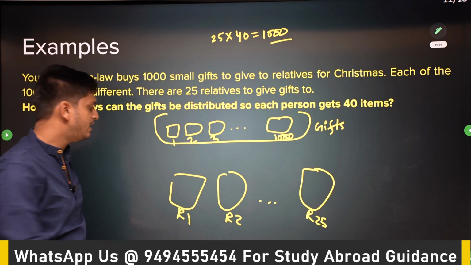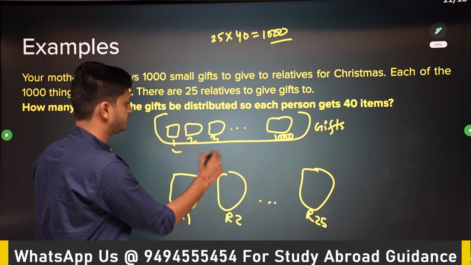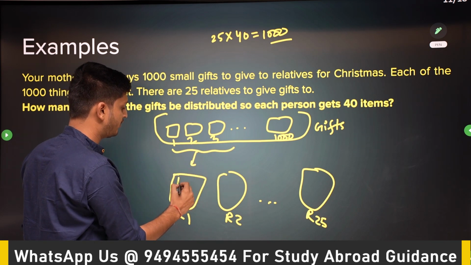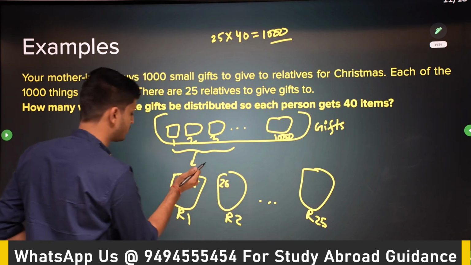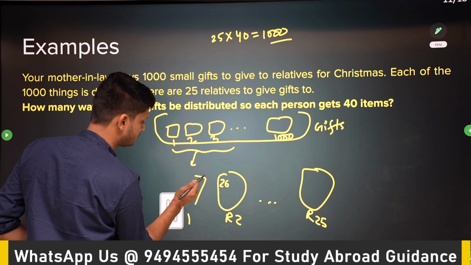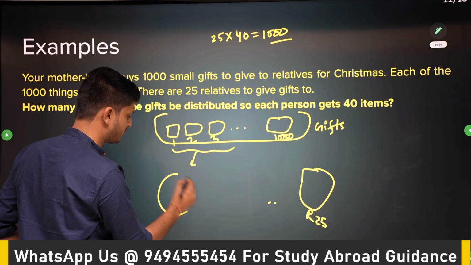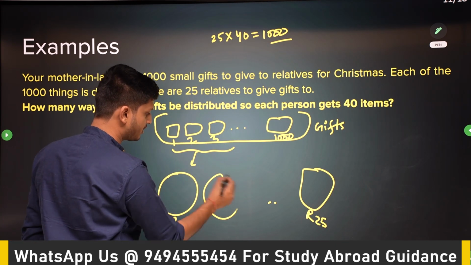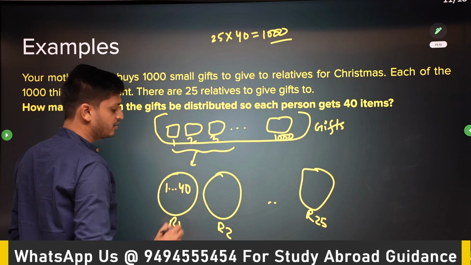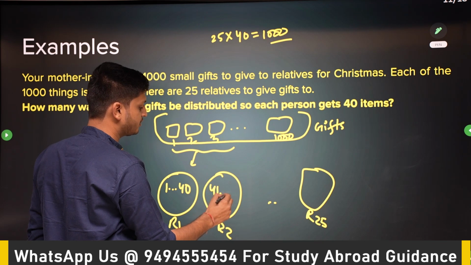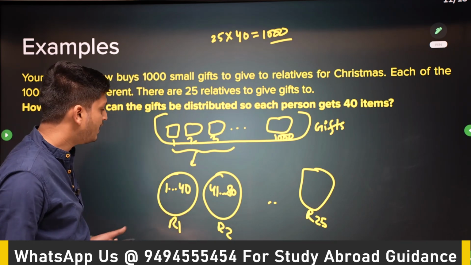Every relative is getting 40 gifts, right? So let's say the first relative is getting the first 40 gifts, and the second relative is getting the next 40 gifts, and so on. This is one possible option, right? But the order doesn't matter, right?